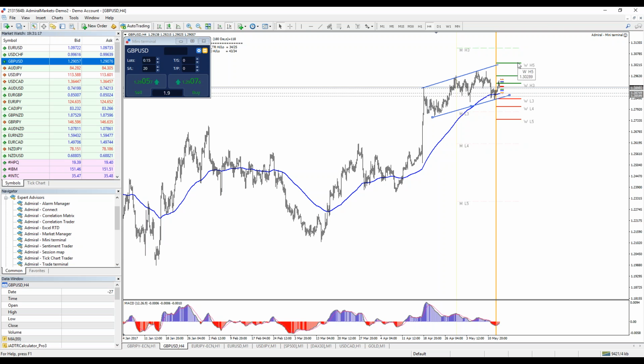30-20 is a possible shorting opportunity. It will definitely come within the range of weekly strong resistance, that is weekly H5, that is weekly strong resistance. So if it gets there, I think we could go for a short trade.